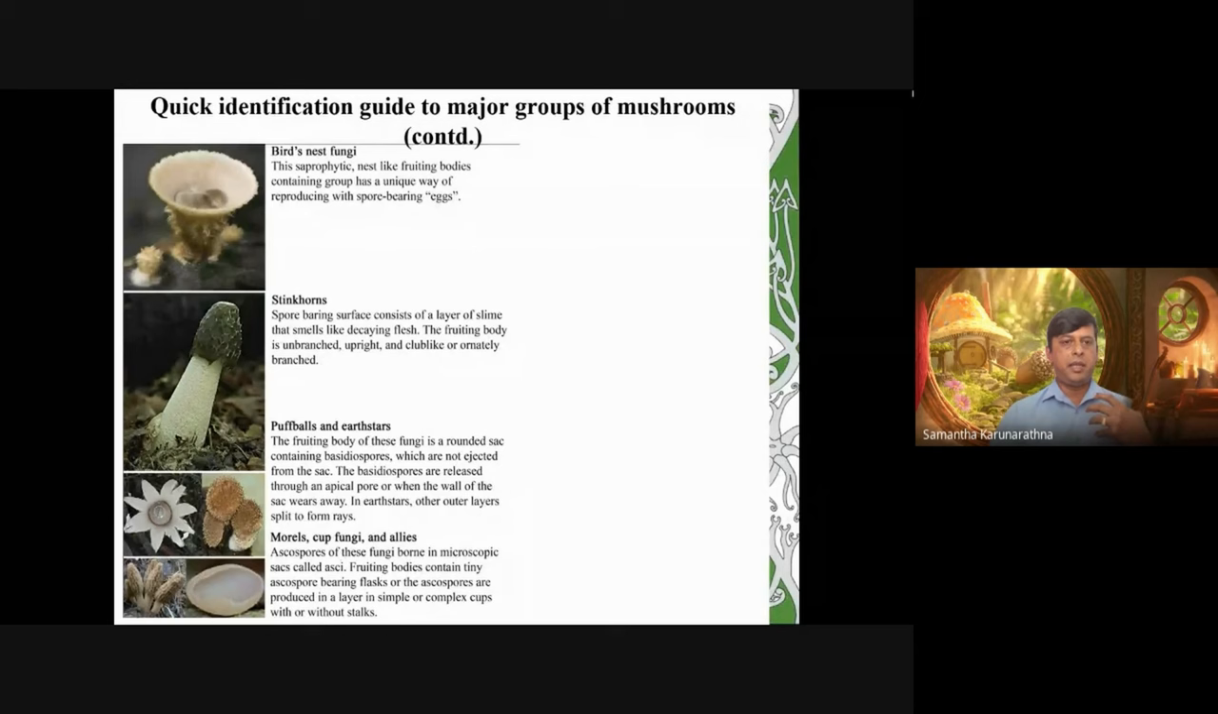And this is the other one, bird's nest fungi. So they look like a bird's nest. That's why this group is called bird's nest fungi. And stinkhorns. This group of fungi are very smelly, and to attract insects, they have this smelly small mass on the top. And the other one is puffballs and earth stars. So they look like stars. They are called earth stars because they grow on soil. And puffballs, you know, they are like balls. Morels look like this. And cup fungi, it's like a cup. So this group of fungi are given the names because of their shapes and their texture. So this is not a scientific classification. This is just a simple grouping. Next slide, please.